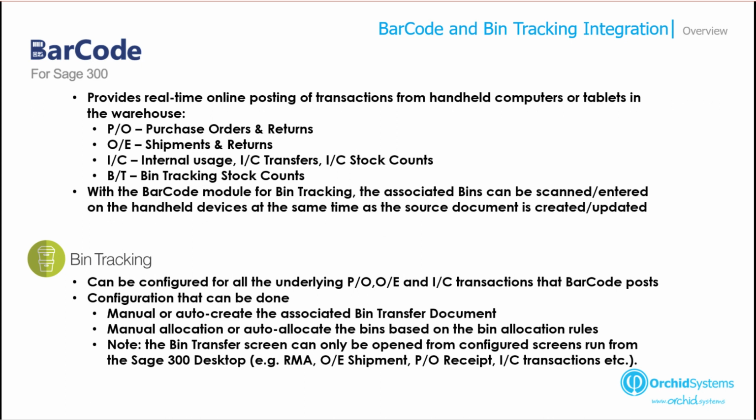The configuration that can be done is whether or not the bin transfer document gets auto-created, whether the bins are auto-allocated based on the allocation rules. The bin transfer screen cannot, however, pop up on the handheld. That configuration can only be done when you're running the source transaction from the Sage 300 desktop.